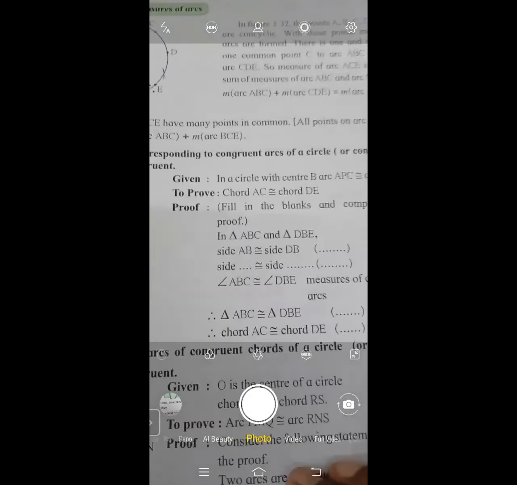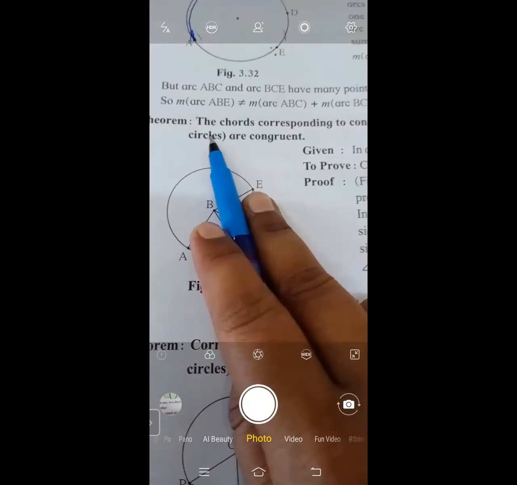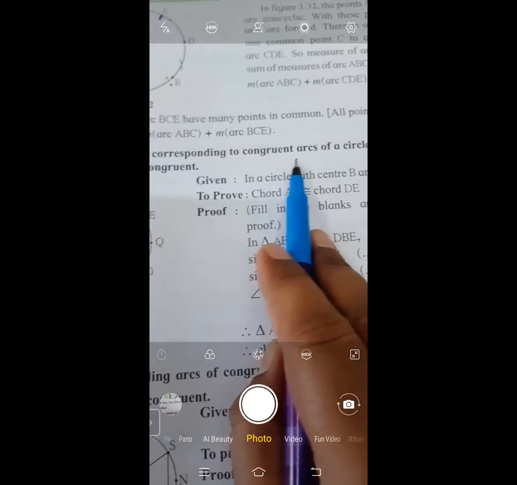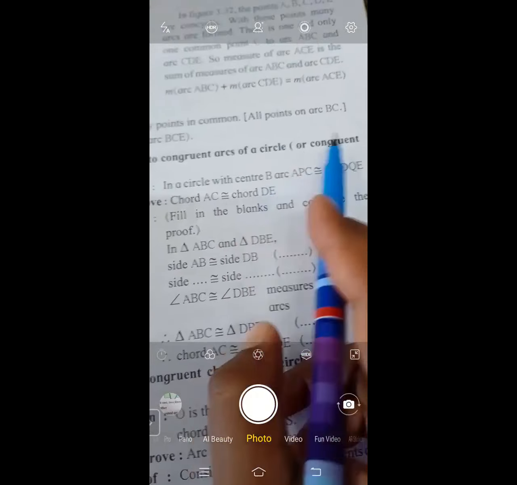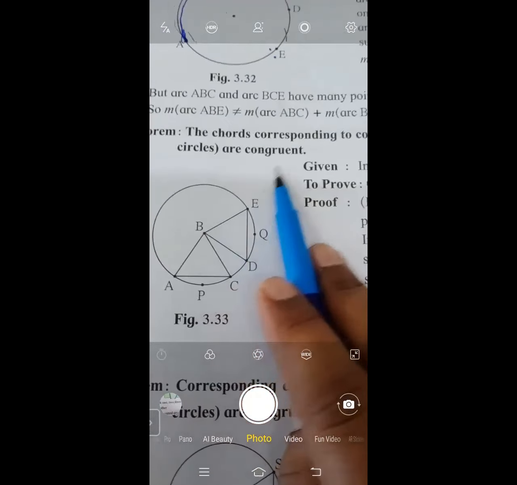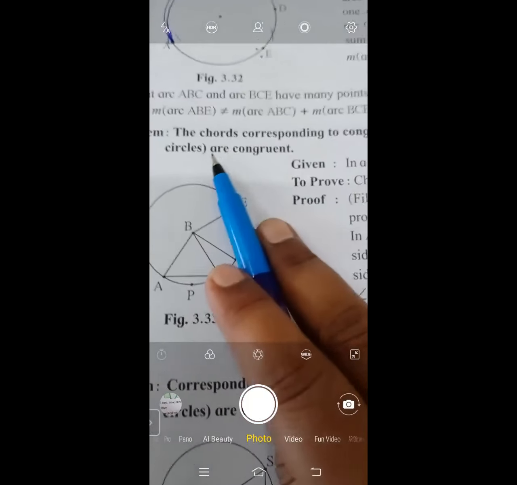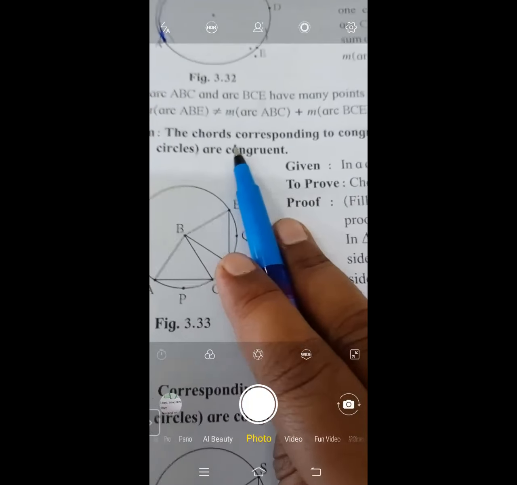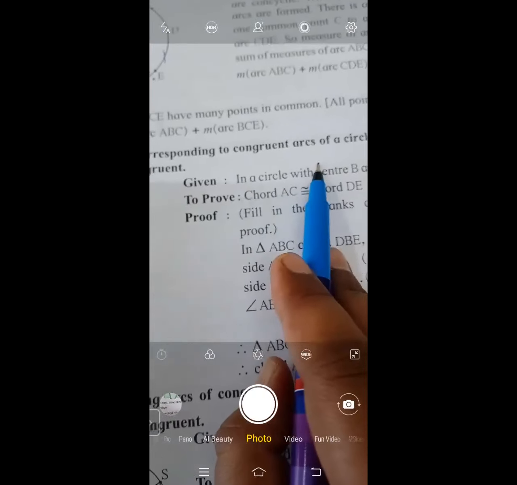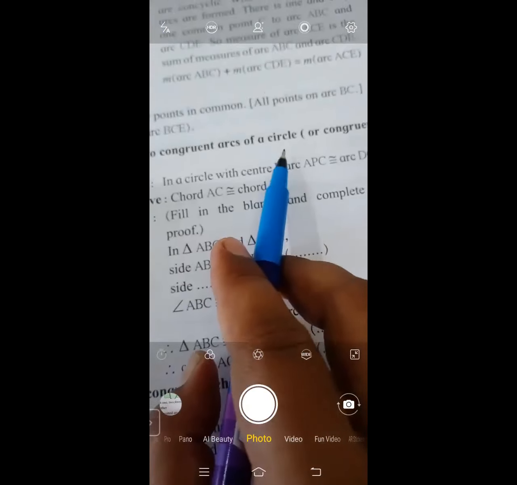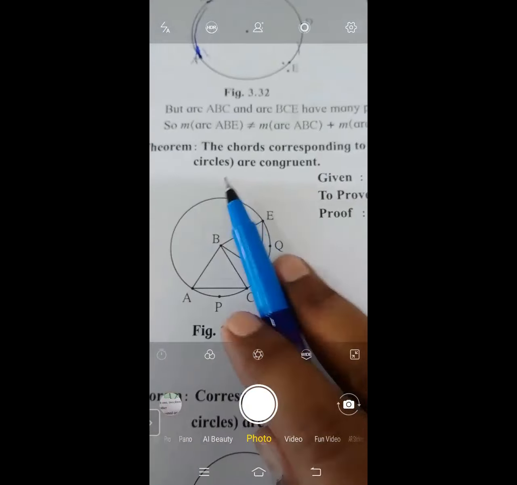We will go with this small theorem. The theorem states that the chords corresponding to congruent arcs of a circle or congruent circles are congruent. I'll go through the line once again. The chords corresponding to congruent arcs of a circle or congruent circles are congruent.